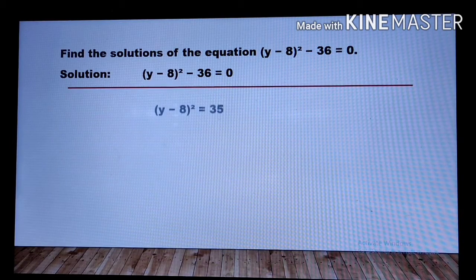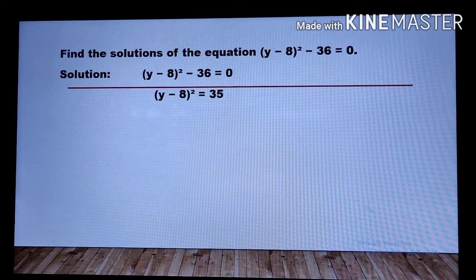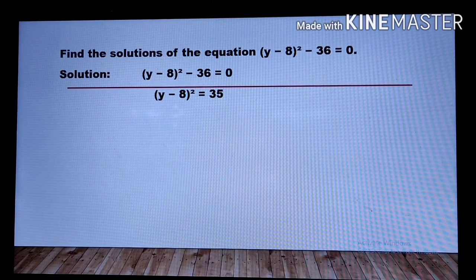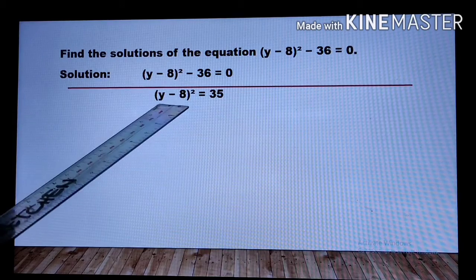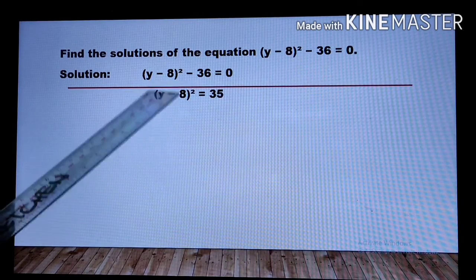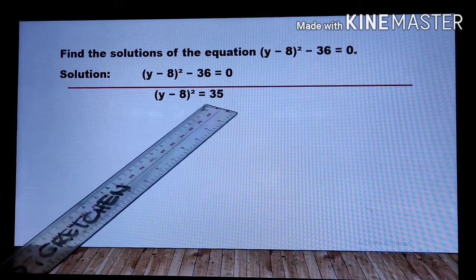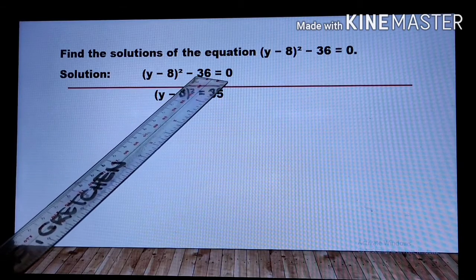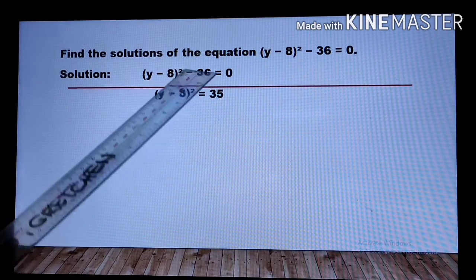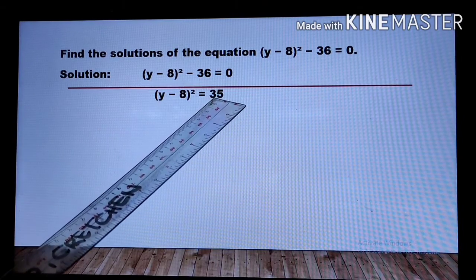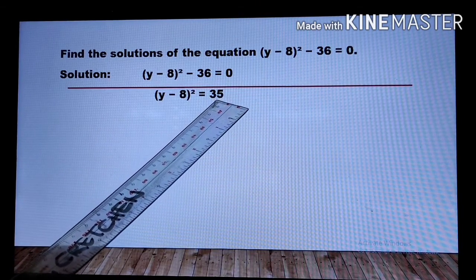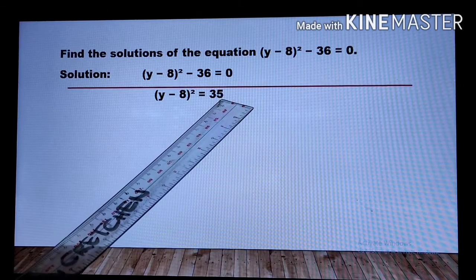So, copy lang. Next. At i-change natin siya to x squared is equal to k, diba? Ito yung x squared. So, manatili lang siya sa left side. Itong the quantity of y minus 8 squared is equal to, then itong negative 36, ita-transpose natin siya to the right side. So, from negative 36, magiging positive 36. Okay, nagkamali na naman ako dito. 36 to guys ha, 36.